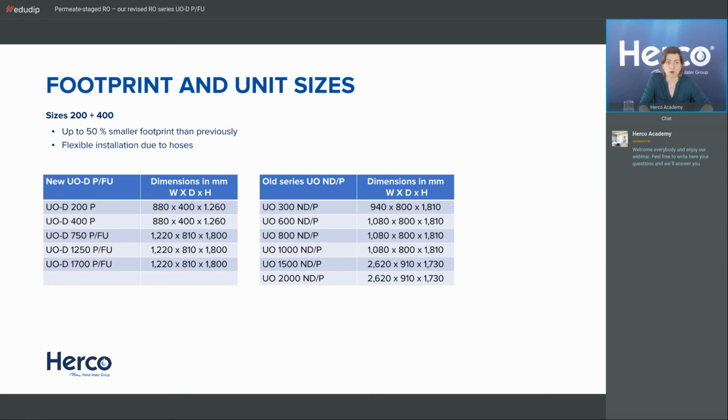You can see for the small units, 200 and 400, that the footprint is a lot smaller than before. This is because we use these standard very small units now. So we have about half the footprint than before. Plus, it's a bit flexible for the installation. So actually, if you want to put one unit in one corner and the other one 3 meters away in another corner, that is possible. So if you are very tight with the space, this is a good option.